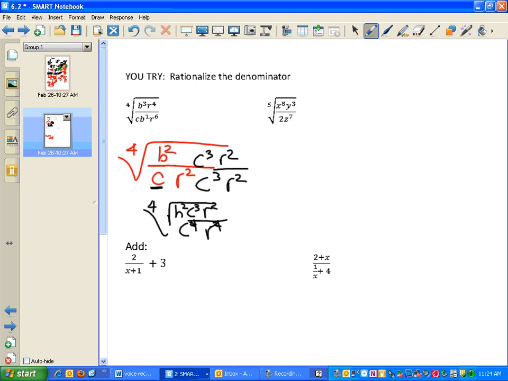What is this going to simplify down to? Down below? A C and an R, won't it? And up on top, I just get the 4th root of B squared C cubed R squared. And that's how you leave it, because it's rationalized. I have no root in the denominator. You don't care if there's a root up top. Rationalizing means getting rid of the root in the denominator. All right.